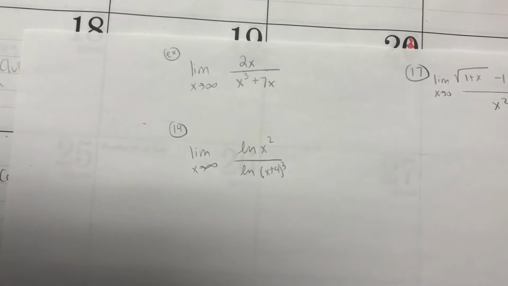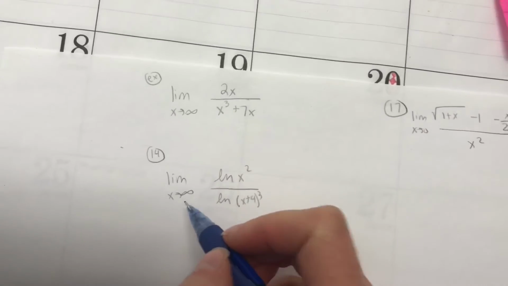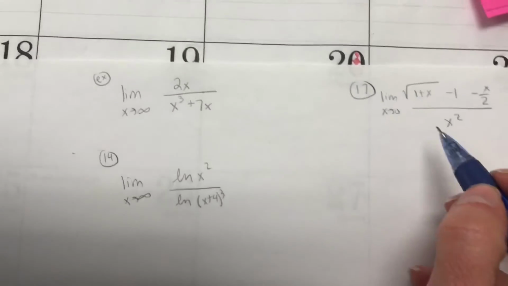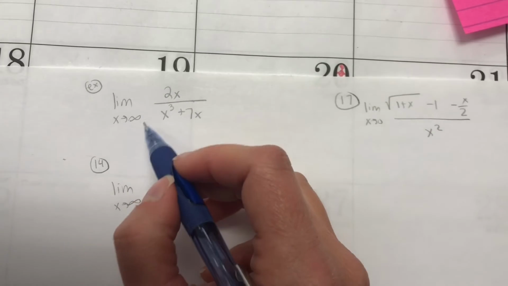Sorry it took me so long to get this video out to you guys. So there's a question about number 14 and number 17 from the worksheet. I also wanted to take a moment and just talk about limits as x approaches infinity in general.